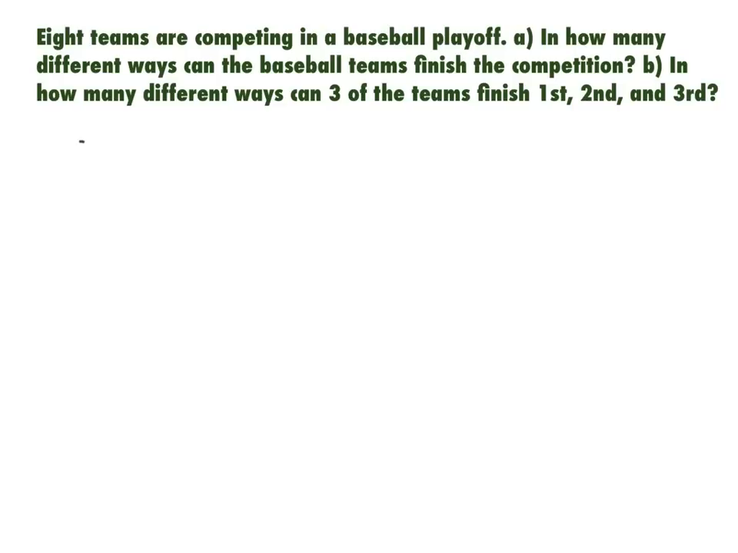So for A, for 8 spots, 8 teams, there are 8 factorial different ways, right? 8 teams could be number 1, and then 7 teams could be number 2, and then 6, and so on. So you do 8 times 7 times 6 all the way down, and 8 factorial is 40,320. 40,320 different ways the teams could finish. That's a lot for 8 little teams.